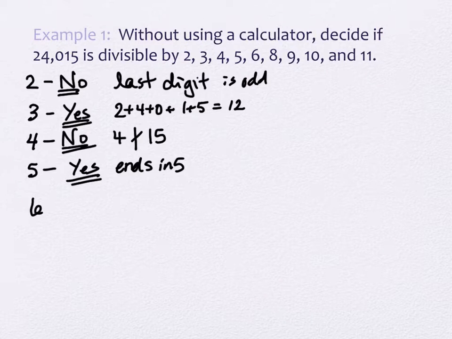6. We just spent a lot of time on the divisibility by 6 rule. What was it? It's only if it divides by 2 and 3. Okay, if it divides by 2 and 3, it's going to divide by 6. Does it? No. So the answer is no, because why? Right, because it doesn't divide by 2.